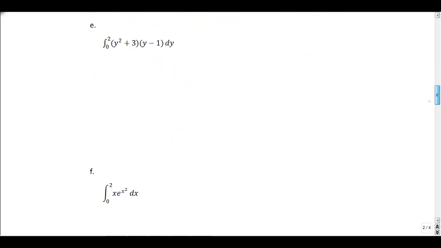Next one. Integrate 0 to 2, y squared plus 3 times y minus 1 dy. Now this one, you might try and do something fancy with this product, but really what I would do is just multiply this out. So y squared times y gives me y cubed. y squared times negative 1 gives me a minus y squared. 3 times y gives me plus 3y. 3 times negative 1 gives me minus 3. So I'm going to integrate this polynomial from 0 to 2.